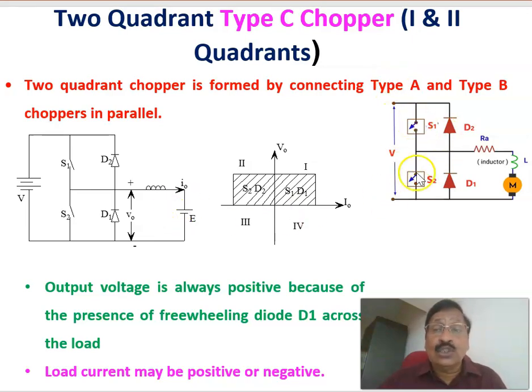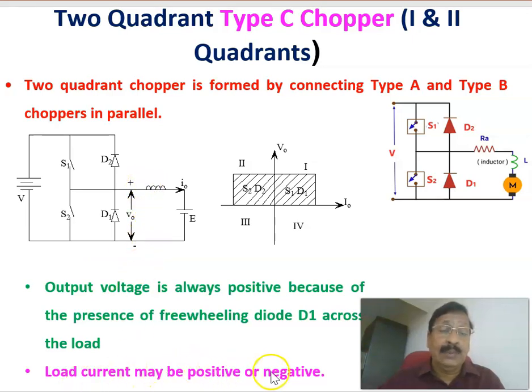The same circuit is shown here, especially to show the case when the armature resistance is considered. This is the DC motor load, with S1, D1 and S2 and D2. This is the same circuit topology, and here we can see that the output voltage is always positive because of the presence of the freewheeling diode D1 across the load. It never goes negative, because once it tries to go negative, this diode conducts and you get zero voltage.